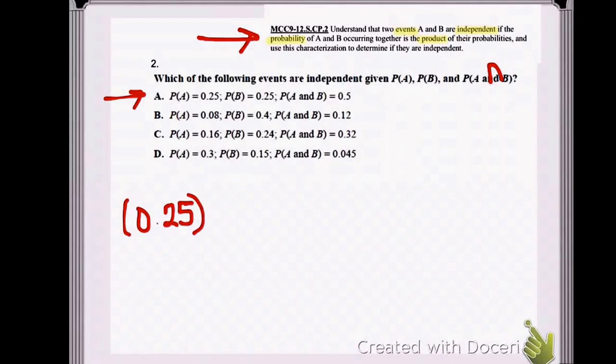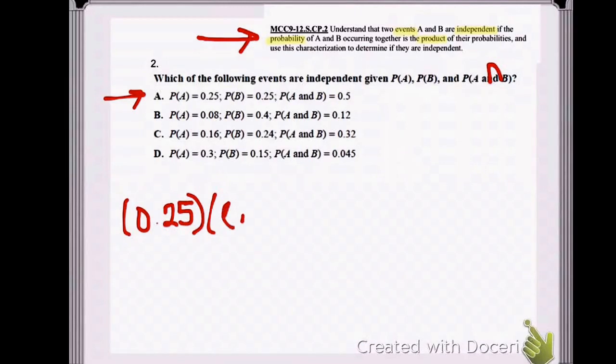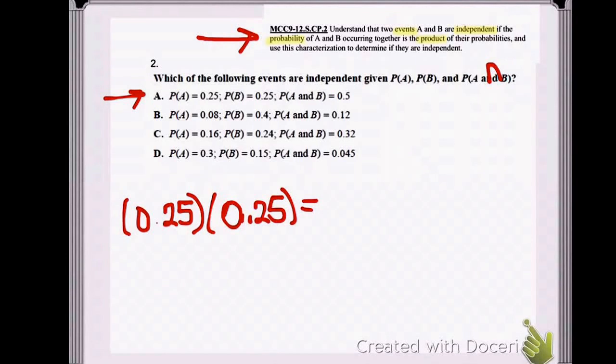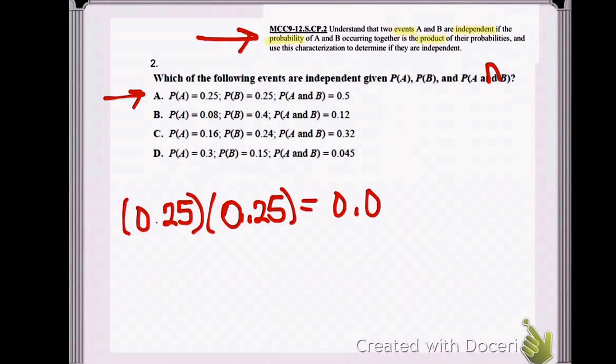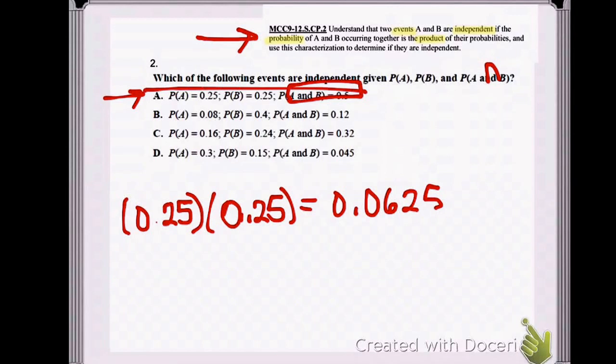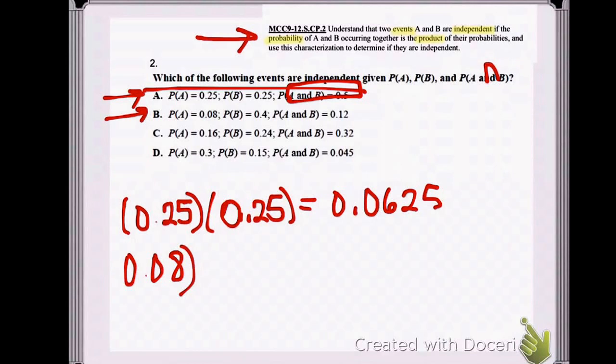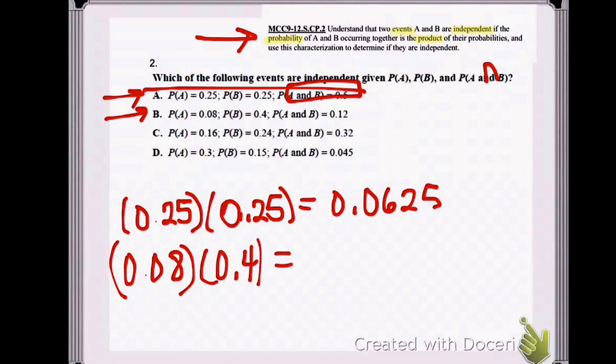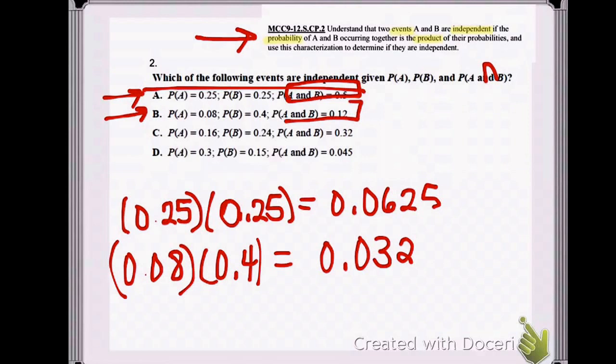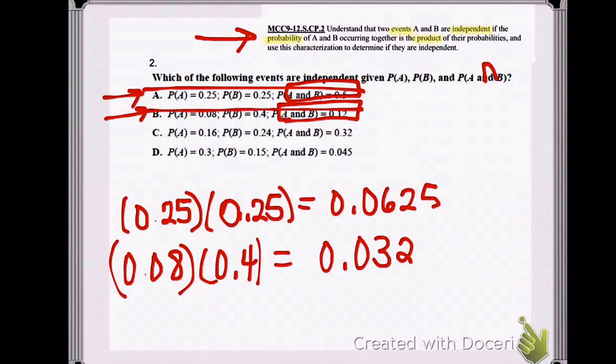0.25 times 0.25 equals 0.0625, which is not what it says the intersection equals, so A is out. Let's look at answer choice B. 0.08 times 0.4 equals 0.032, which is not what they said the intersection was, so B's out. Let's look at C.